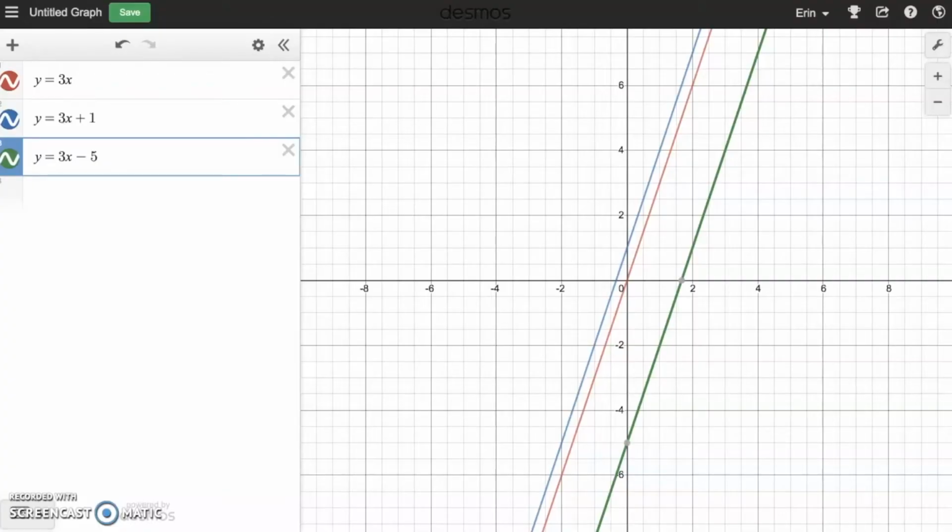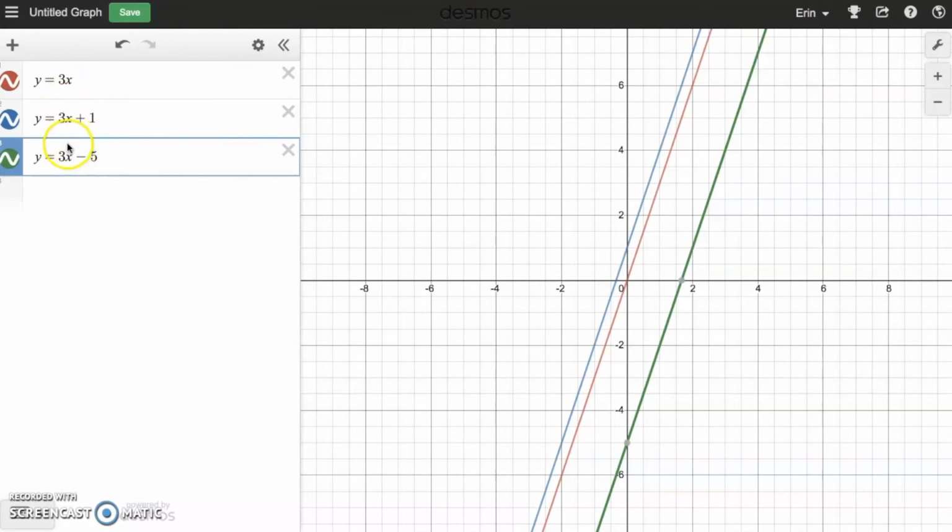All right, so here's a question. Will any two lines eventually meet? And the answer is yes, unless the lines are parallel. And parallel lines are lines that have the same slope. So for example, let's say we have here y equals 3x, y equals 3x plus 1, and y equals 3x minus 5. So these three equations have the same slope, even though they have different y-intercepts.